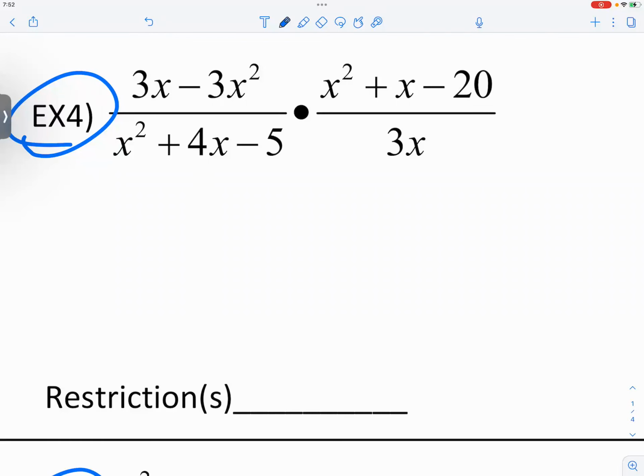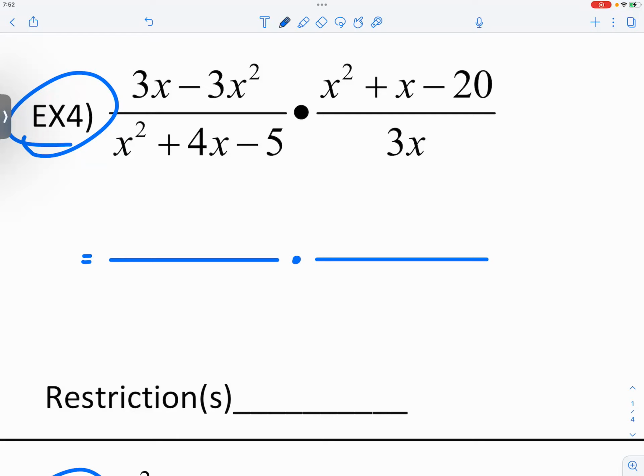Now, for example number 4, you are going to factor. So now let's take a moment. Every single item right here could be factored somewhat. Factor them out as quickly as you could.